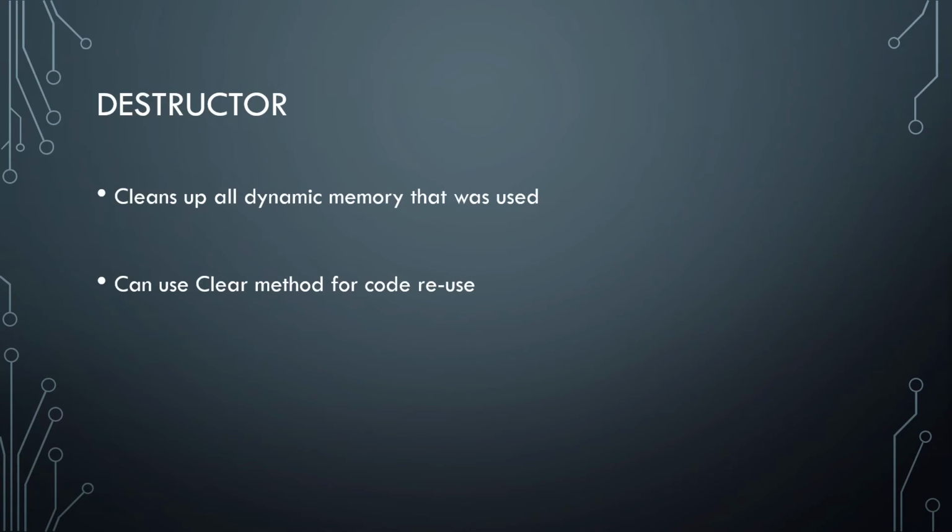Since we have dynamic memory in this class, we will obviously need a destructor. The built-in one is not going to be good enough. So in this, all we'll need to do is clean up all of our dynamic memory. Now, we're going to have another method that we'll talk about a little bit later called clear that's also going to clean up our memory. So if we want to be efficient, we can reuse that method here.